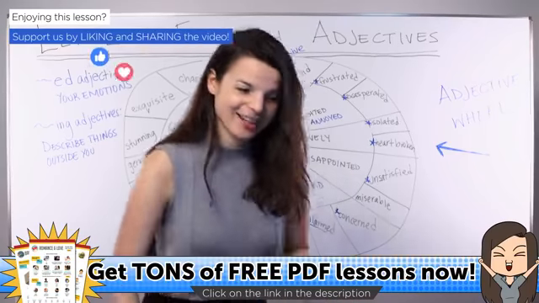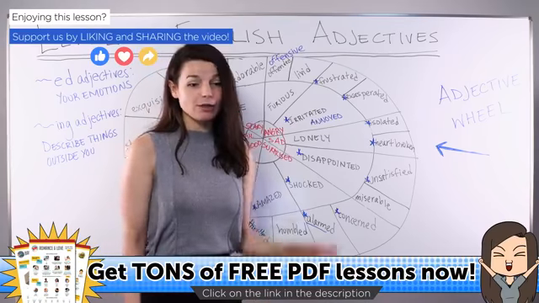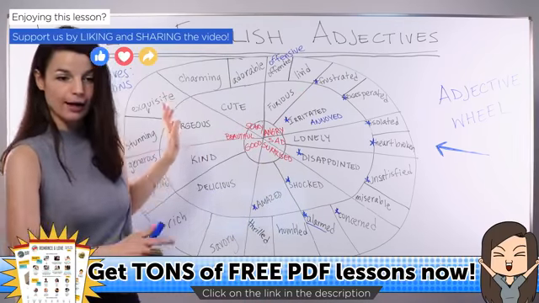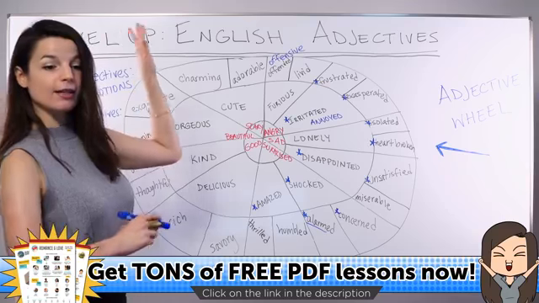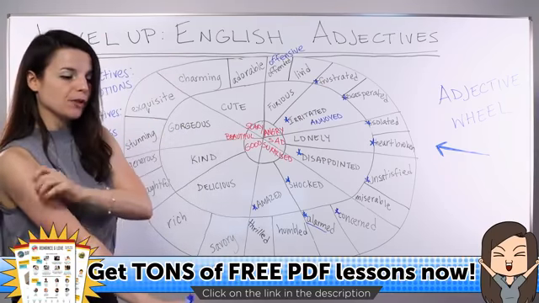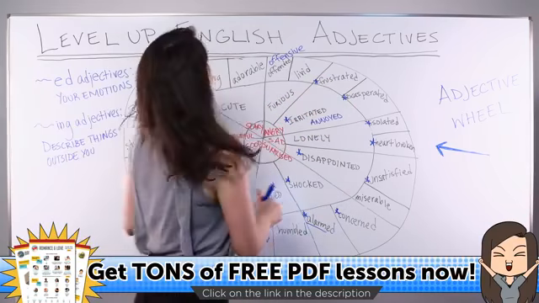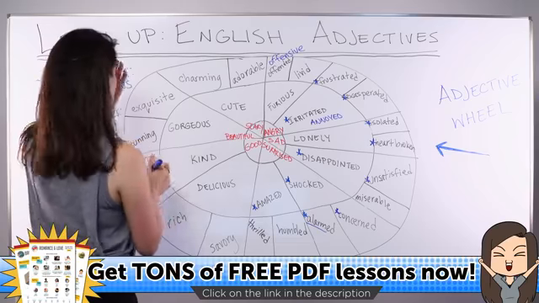Let's go on to the last part of today's lesson. Okay, we'll go to the last 3 parts because I'm running out of time. Today's lesson is about leveling up your English adjectives. So we're using an adjective wheel to do that today. All right, let's go on then to the next adjective.